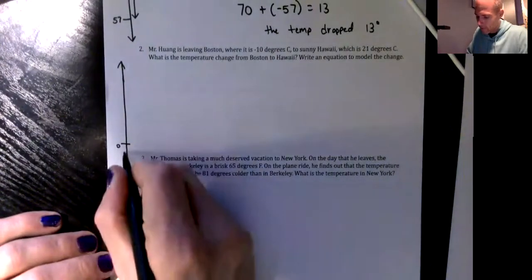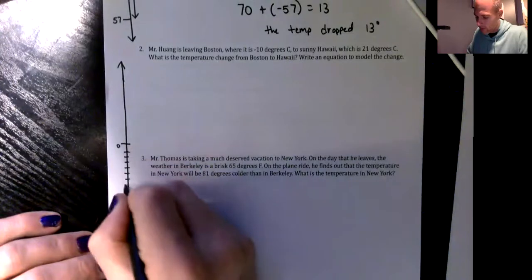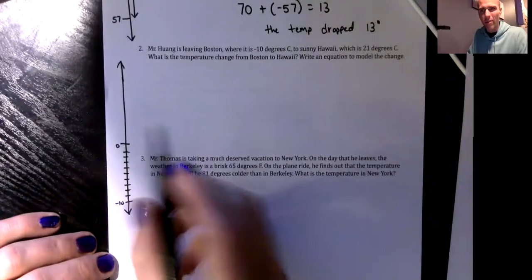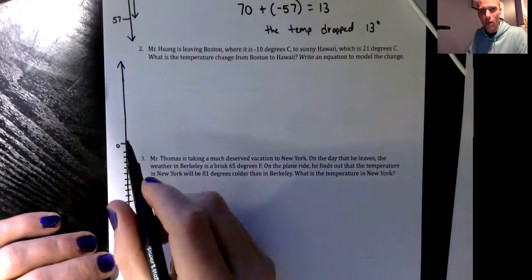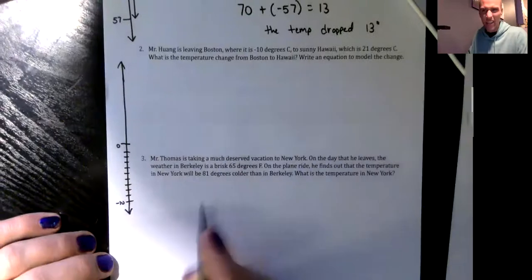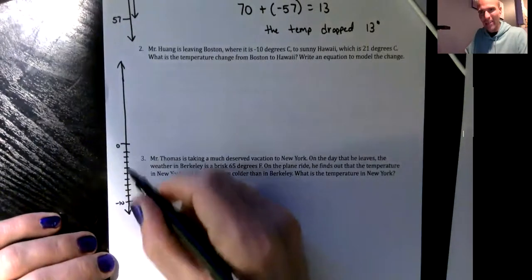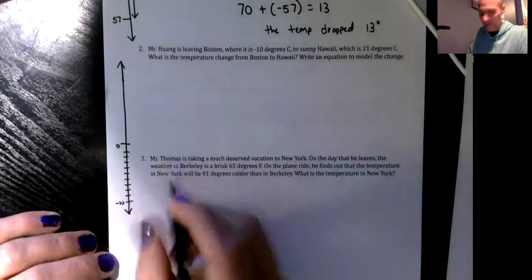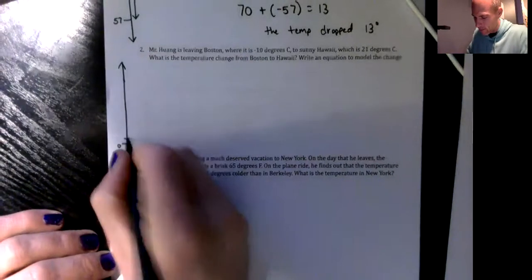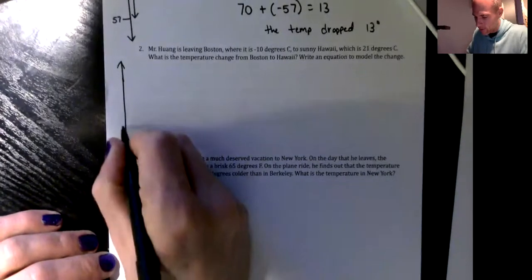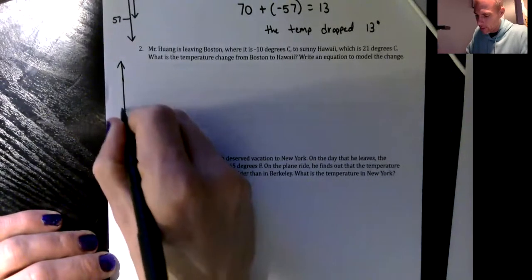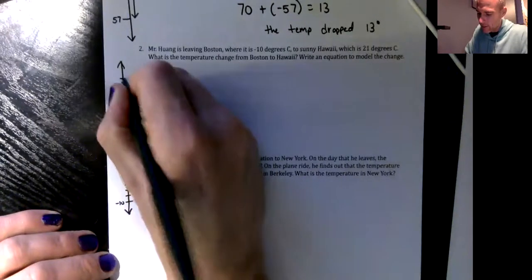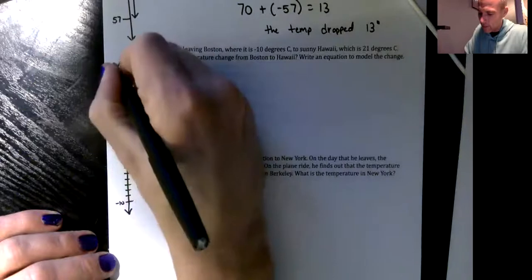And then 1, 2, 3, 4, 5, 6, 7, 8, 9, 10. We'll call that -10. I don't know if I'm gonna be able to fit 21 above that 0. So this is kind of against the rules. When you scale something like a number line, you're supposed to try to make your spaces about the same, but I don't think I'm gonna be able to do that. So I'm gonna have to make little mini ones here on the top. 1, 2, 3, 4, 5, 6, 7, 8, 9, 10, 11, 12, 13, 14, 15, 16, 17, 18, 19, 20, 21. Okay, it's gonna be right there.